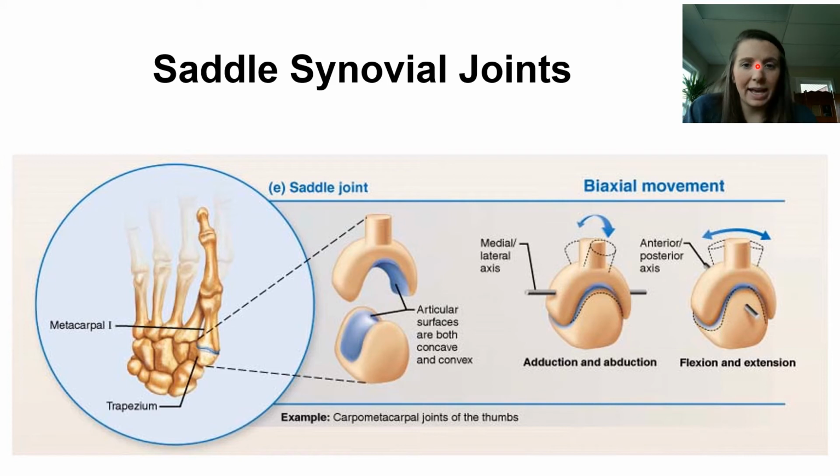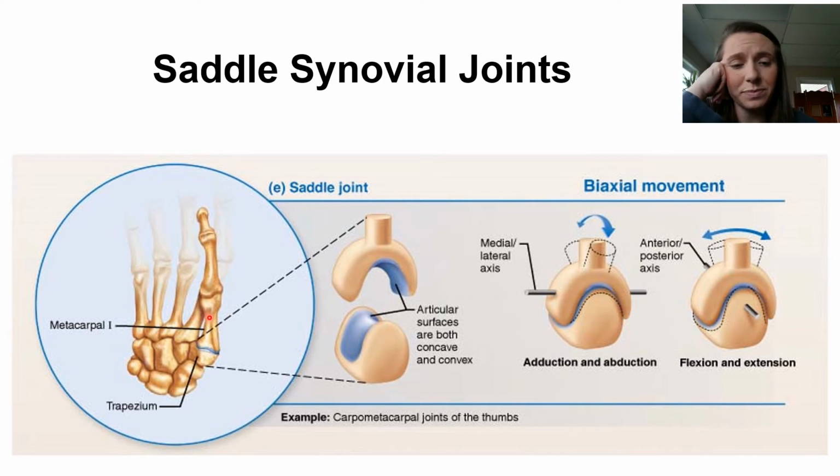The next type of biaxial synovial joints are the saddle joints. And so this type of joint, the articular surfaces are basically, one is concave and one is convex. And so because of this, an example here is going to be our thumb joint.